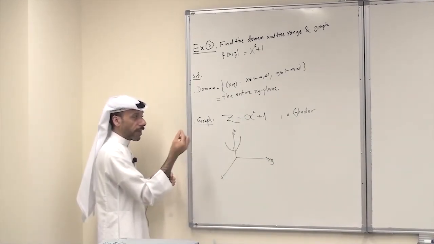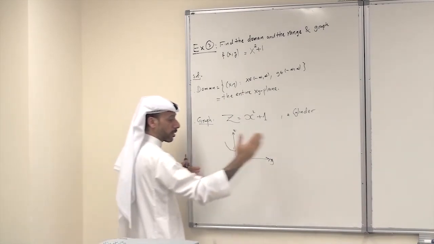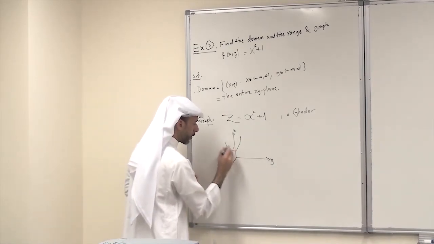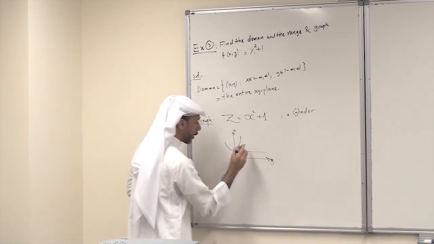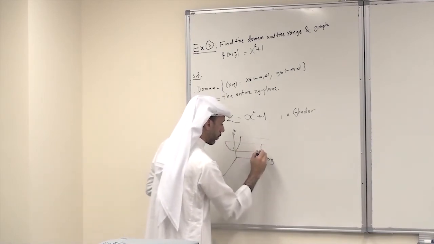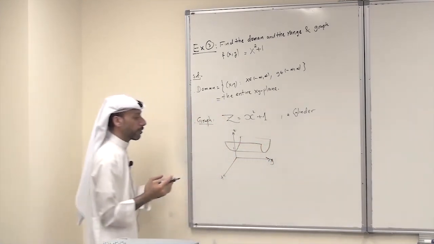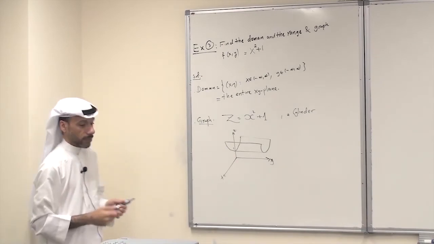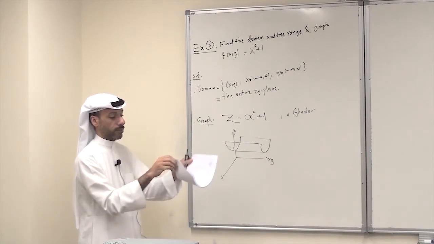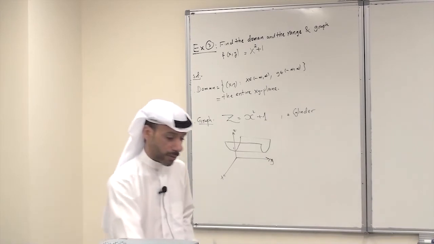The variable y is missing, so it is free. So you just translate this parabola along the missing variable, which is along the y-axis. If you translate it, you get something like this. So the graph will be just a surface like this, parallel to the y-axis. This is the graph.